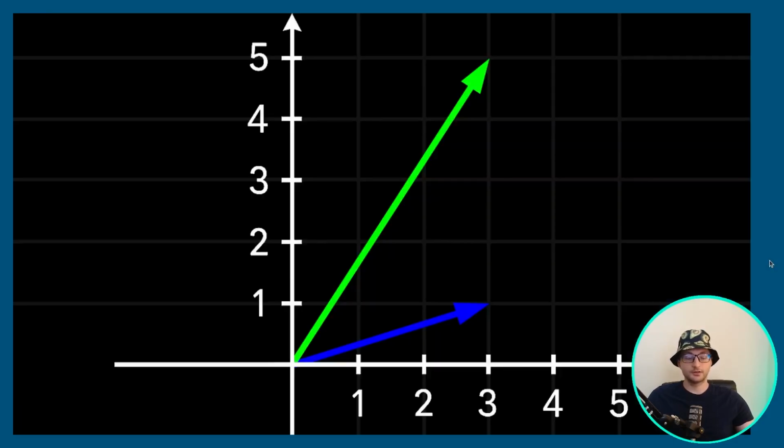So once again we are starting with an example. Let's say we have these two vectors. We have a green vector and a blue vector. What we are going to look at here is the distance between these 2 points.